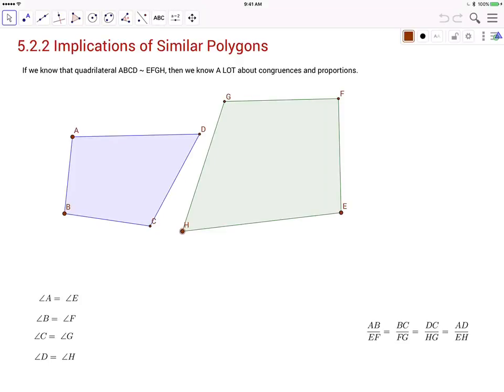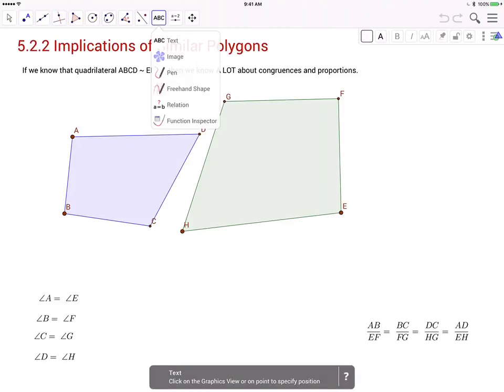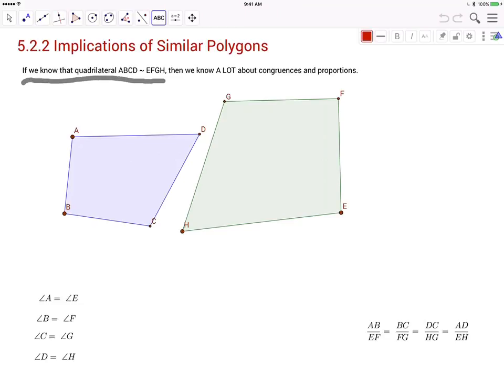Okay, here comes 5.2.2. What happens when we know that two polygons are in fact similar, right? So if we know the quadrilateral ABCD is similar to EFGH, then we know a lot, right, about congruences and proportions. Now, the order is super important here.